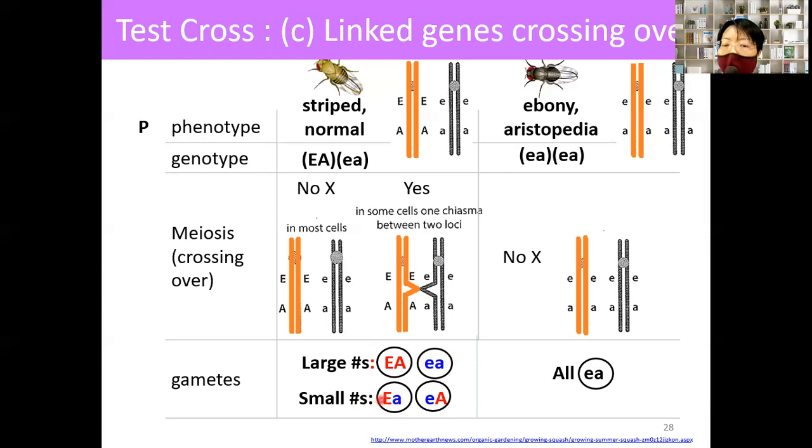Minority means a small number of gametes will have big E, small e, big A, because crossing over is by chance. Among all the germ cells that carry out meiosis, in most of them there's no crossing over, but in a few of the germ cells, there is crossing over. Most of them have no crossing over. So there will be a large number of non-crossing over outcomes and a small number of crossing over outcomes. Okay?